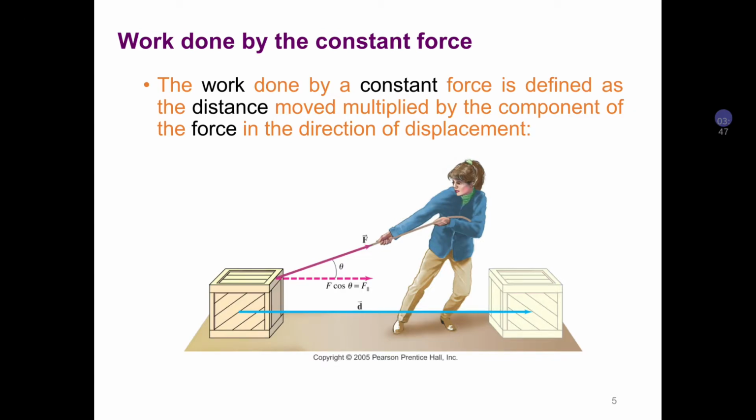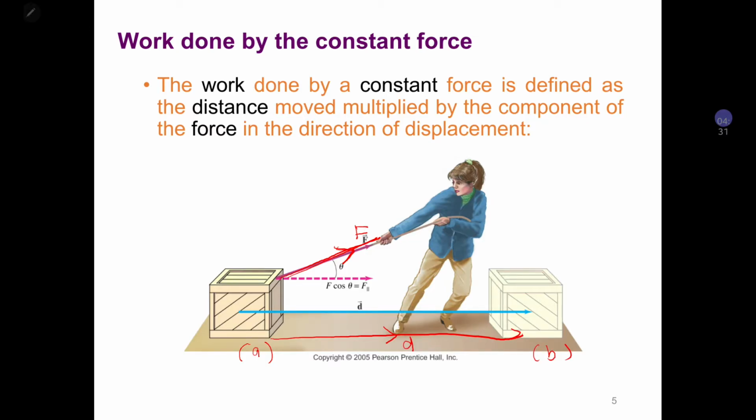Okay, so the work done by a constant force is defined as the distance moved multiplied by the component of the force in the direction of displacement. Alright, so kalau kita dapat lihat gambar rajah ni, seorang perempuan menarik sebuah kotak daripada satu kawasan kepada satu kawasan. Okay, so daripada kawasan A kepada kawasan B. So ini pergerakan daripada sini ke sini kita panggil dia sebagai displacement ataupun jarak. Okay, so force yang dikenakan adalah macam ni. Okay, ada satu angle. Ini adalah force yang dikenakan ataupun yang ditarik oleh wanita tersebut.